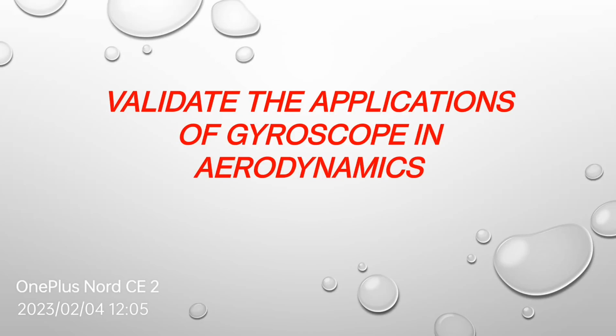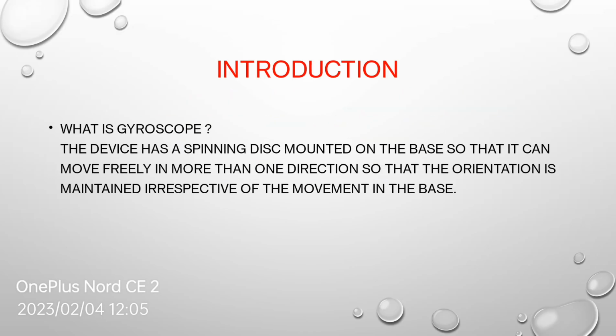Validate the application of gyroscope in aerodynamics. Introduction. What is a gyroscope? The device has a spinning disc mounted on the base so that it can move freely in more than one direction, so that the orientation is maintained irrespective of the movement in the base.